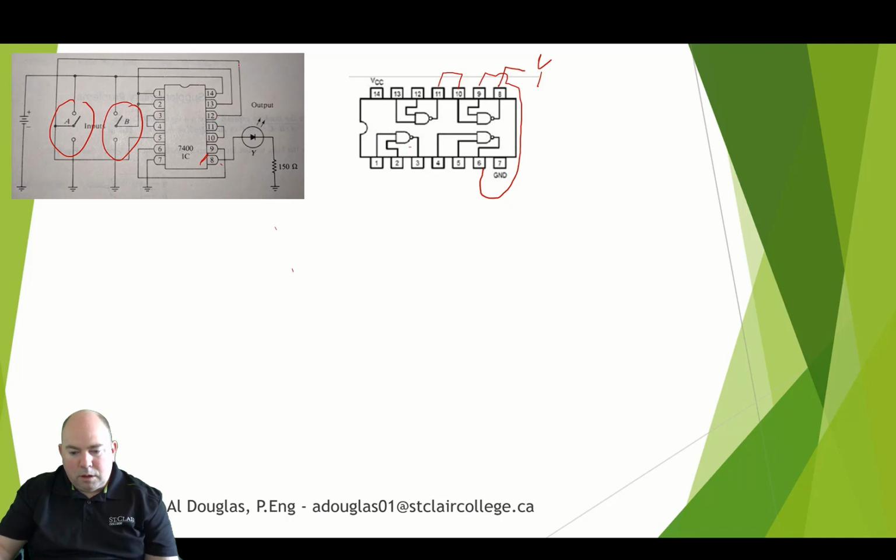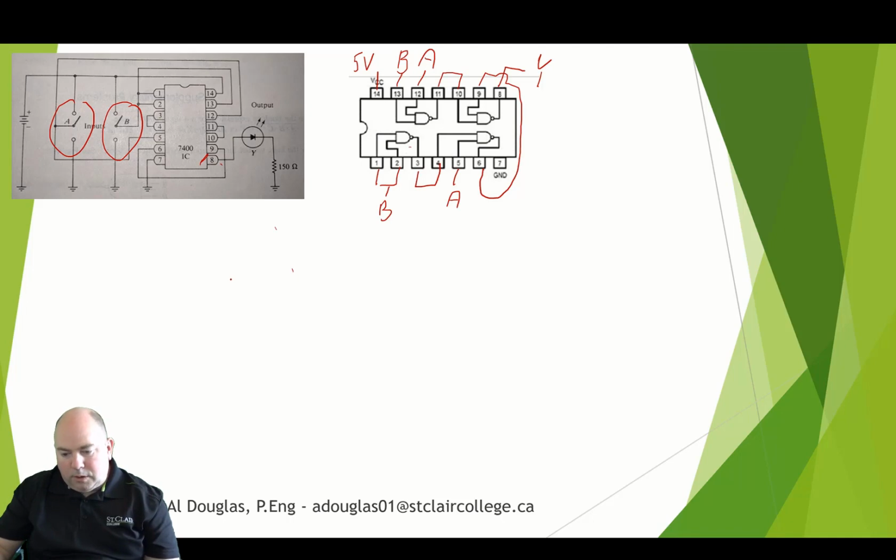12 goes up around, comes down to input A. 13 comes around to input B. 14 just goes to power. 1 and 2 both go to B. 3 and 4 connect together. 5 goes to A. So that's it. So let's draw this out now.